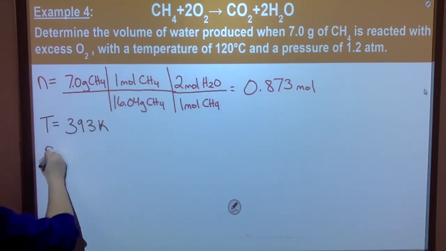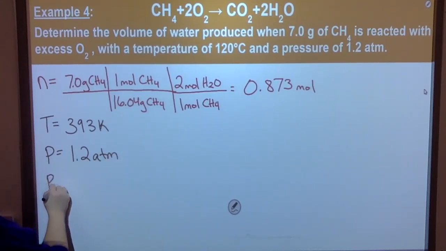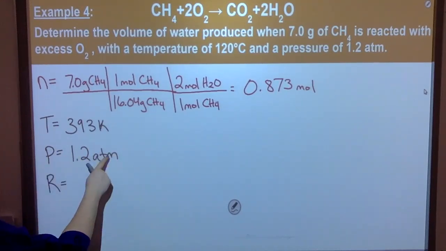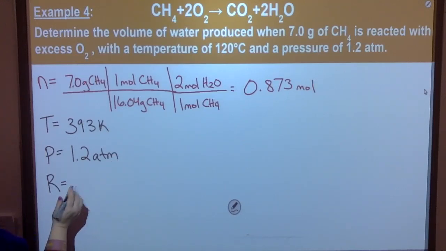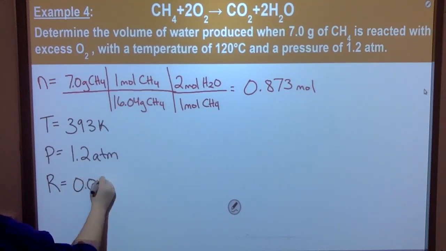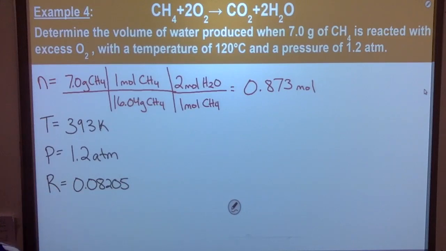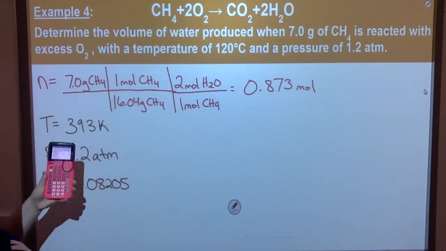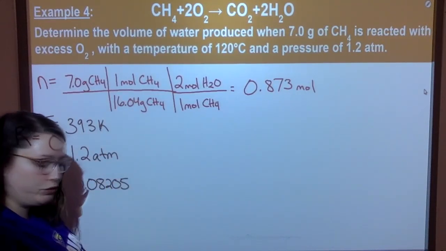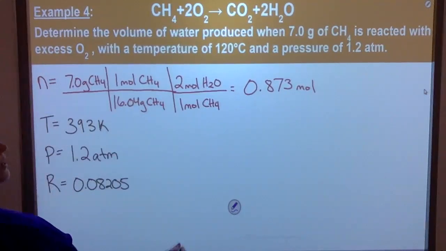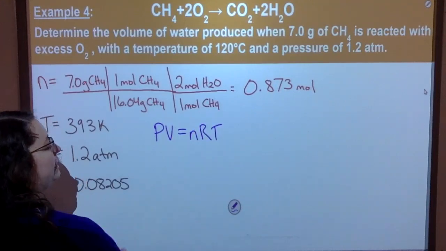And then pressure is going to be 1.2 atmospheres. And then we need the R value. Since pressure is in atmospheres, we're going to go ahead and use 0.08205. Okay, now we can solve. So we know that's n, temperature, pressure, R, and we need the volume. So I'm going to switch my colors one more time. Okay, so we know we have PV equals nRT.